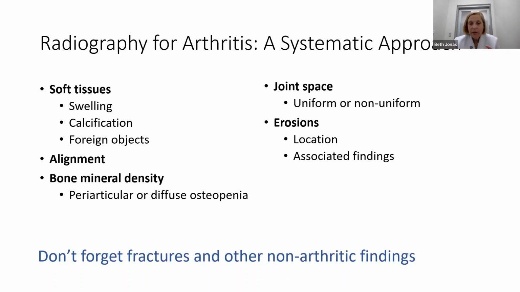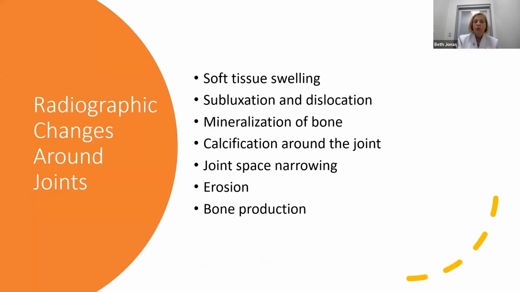What joints are they at? Where in the joint is the bone eroded? And are there other associated findings that might help you in making the diagnosis for the kind of arthritis that has caused that erosion? So the other thing is you don't want to forget to look for fractures and other non-arthritic findings. And we're going to go through a few of those this morning. And again, you want to just take a very systematic approach.